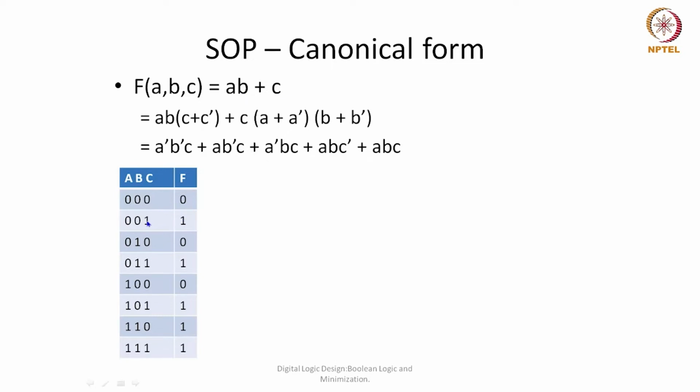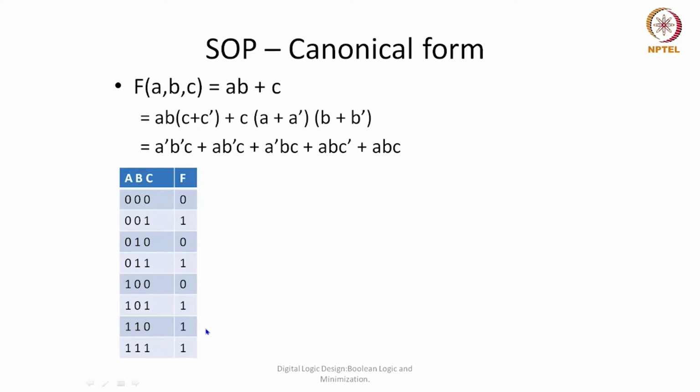So f is 1 because C is 1 here, and if C is 1 then it is 1. C is 1, but both A and B were not 1, so that's why it was not 1 here, it was all 0. So when A and B both are 1 but C was 0, then also it is 1 because at least A and B both are 1. So similarly this is the truth table.